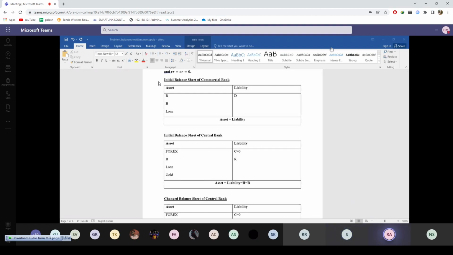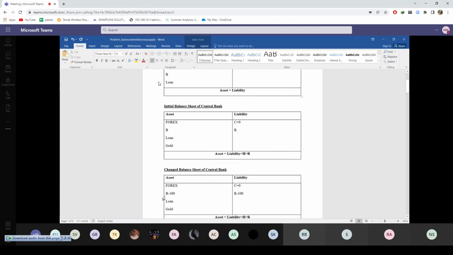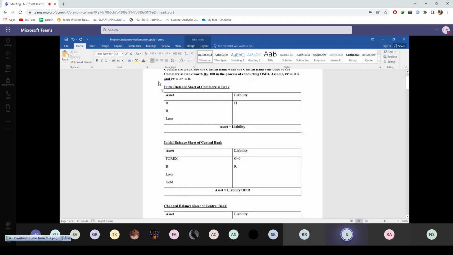I think this changed balance sheet of the central bank is pretty easy, rightly done. B minus 100, R minus 100. Can you please tell me what is going to be the changed balance sheet of the commercial bank?